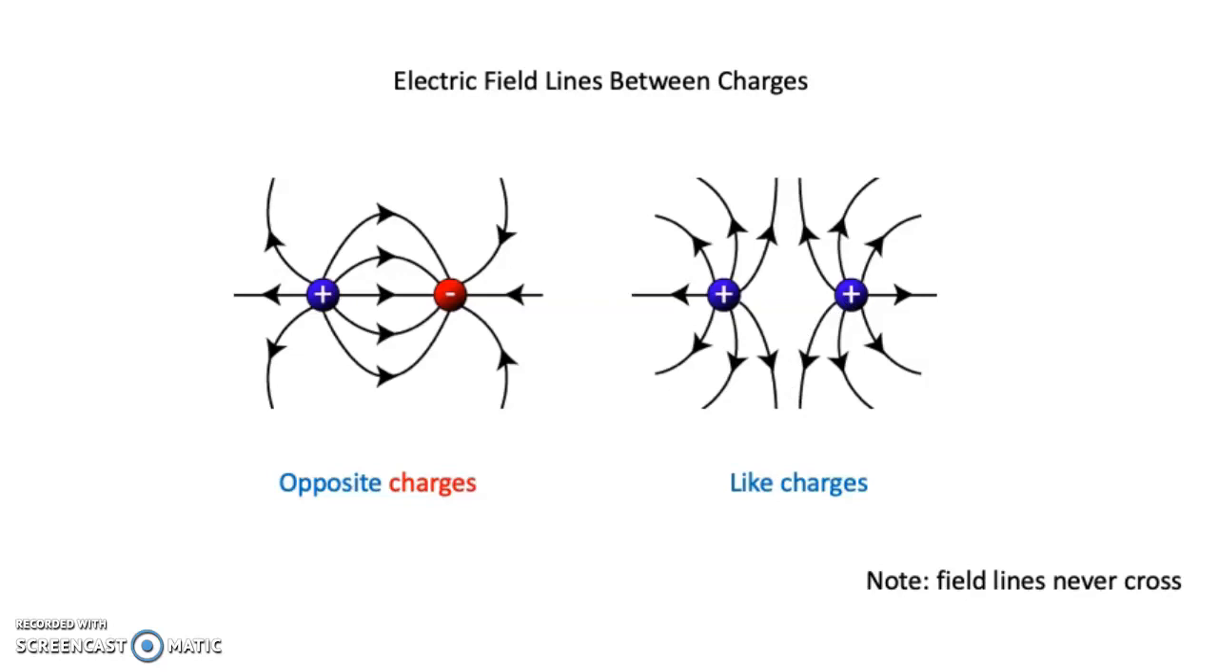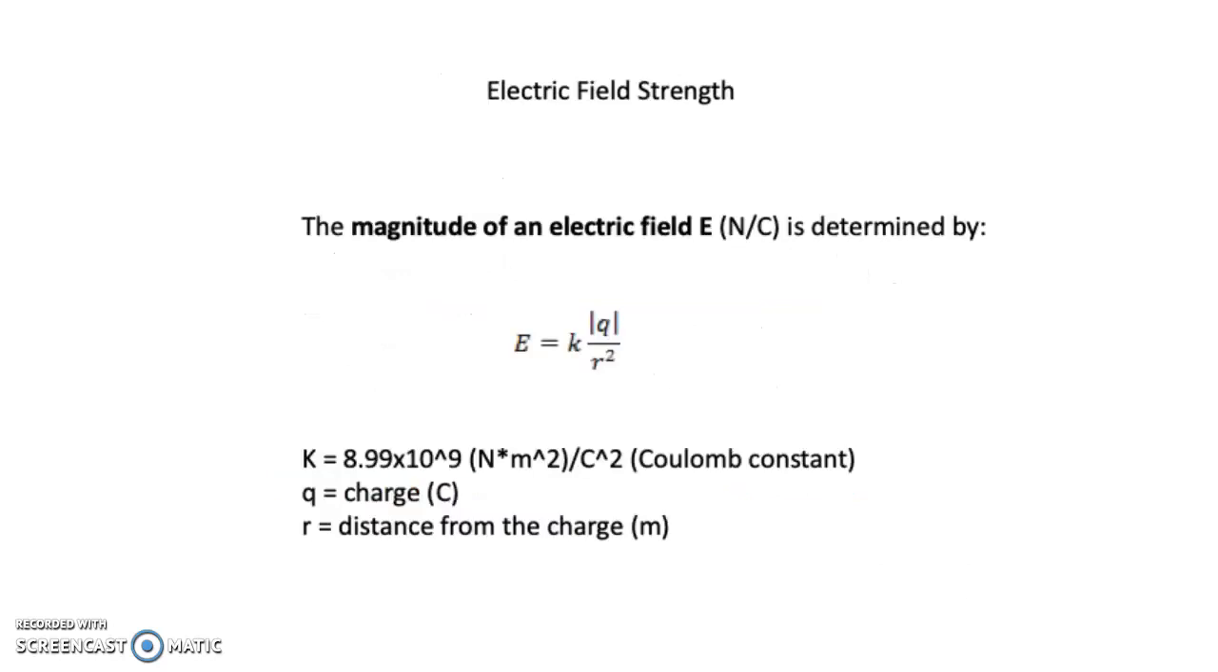It's important to note that these field lines will never cross. It's also important to note that these field lines, remember, are not real. They don't actually exist, but they help us understand the field of a point charge or multiple charges somewhere in space. So how do we find the strength of an electric field?